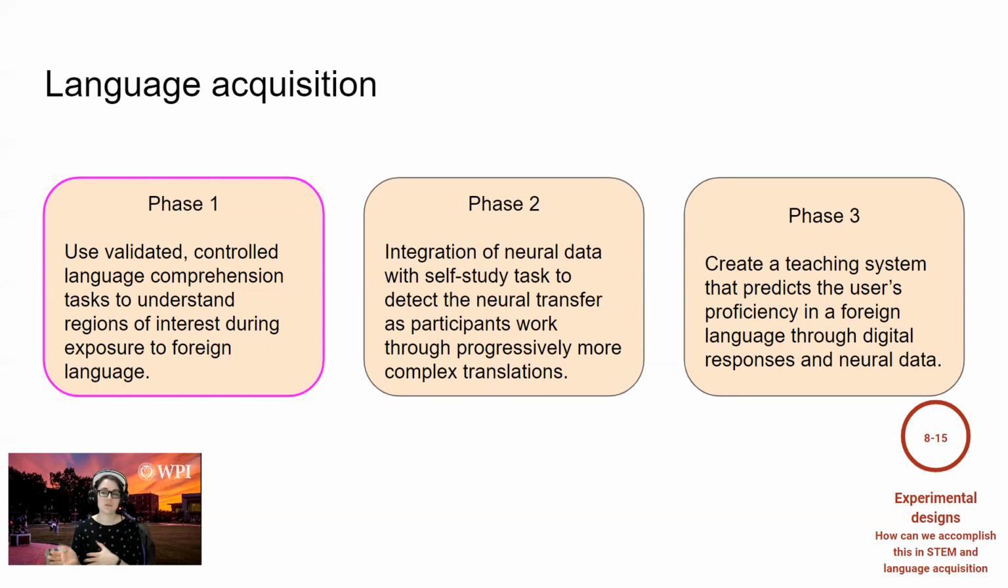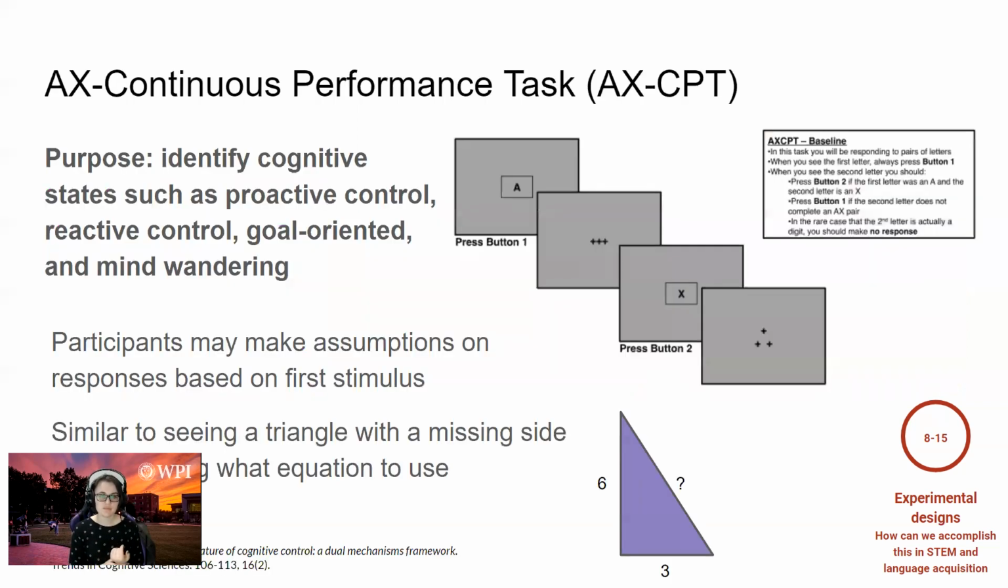And eventually, this will all move into phase 3, which is to create an actual teaching system that predicts the user's proficiency in the foreign language and what subjects they're struggling in, and augments their journey and changes what content they're seeing to learn based off of where they're struggling. And this will be with the fNIRS cap still part of the equation. So this is going to be them using the system while using the fNIRS cap as well.